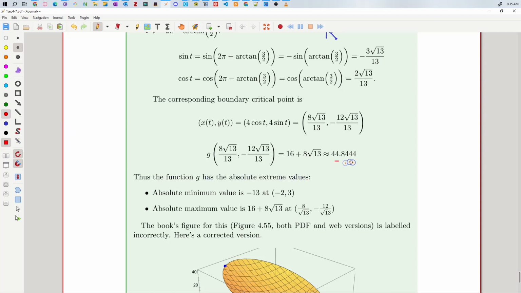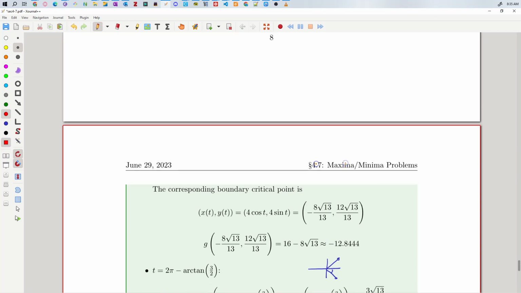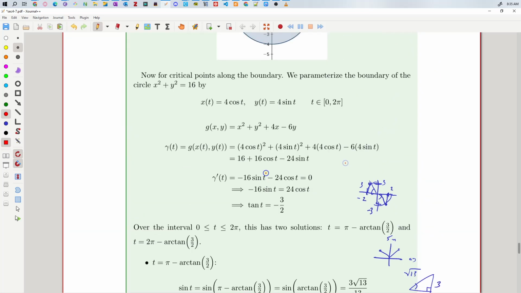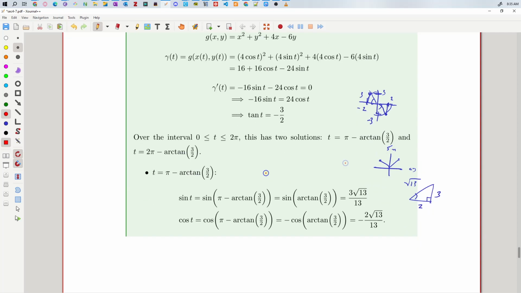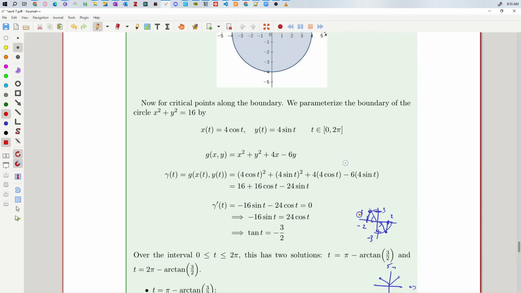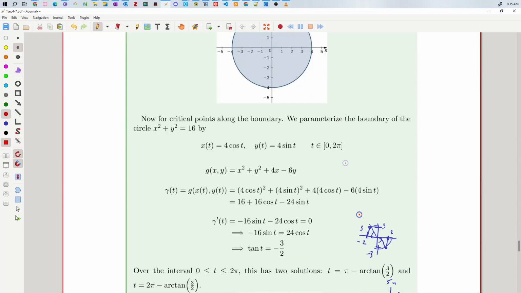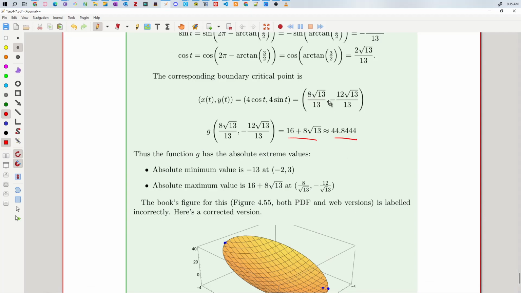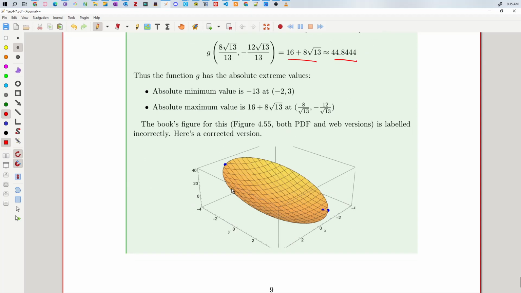I suppose I should underline such values so that we can more easily scroll through and look at them. Where's the other one? There. Okay, so minus 13, minus 12, and 44. So minus 13, and then this 44, which is exactly 16 plus 8 root 13. Those are the min value and max value for this function.